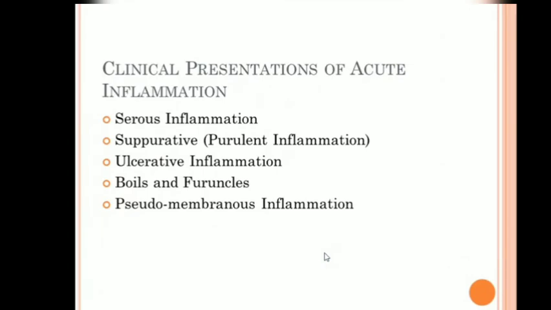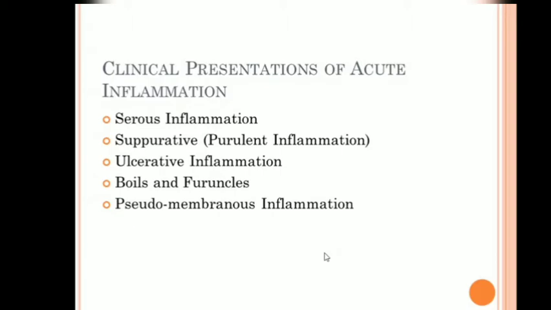First, we have serous inflammation. This is a type of inflammation with watery, protein-poor fluid, for example skin blisters that result from burning. Second, we have suppurative or purulent inflammation. This is a type of pyogenic inflammation with pus formation in the inflamed area.